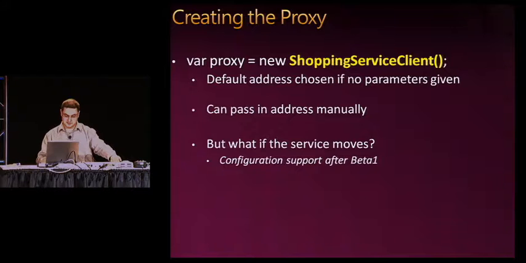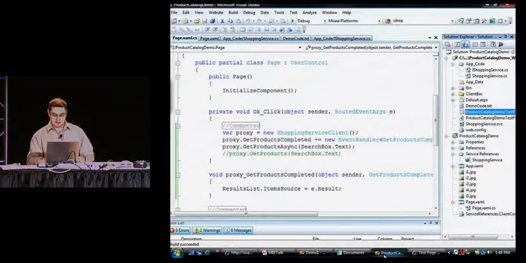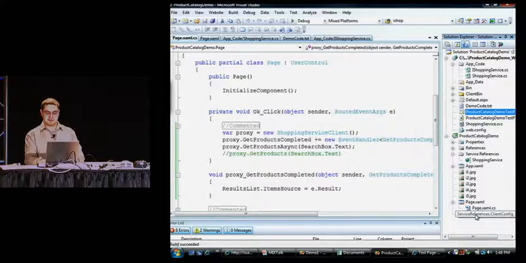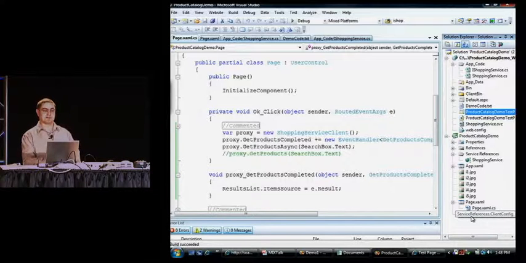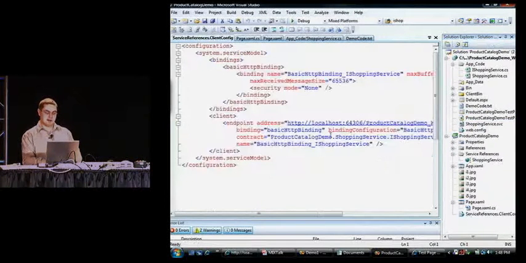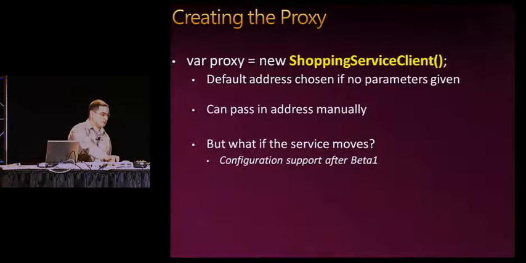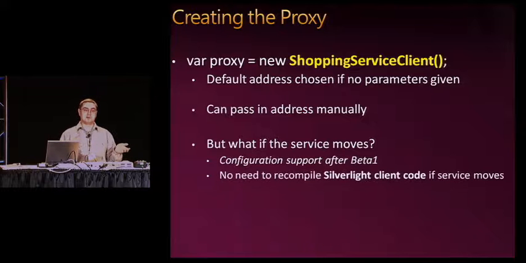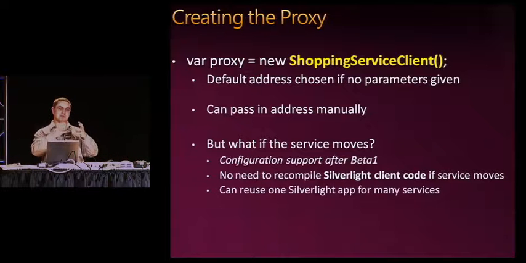So if I switch back to the demo for a second, notice that I have this file that was created for me here called servicereferences.clientconfig. And this basically holds the address of my service. Right now, that file is not really active, but after the beta, it will be. You'll be able to go into that file and change the address of the service without recompiling your code. That makes it easy, among other things, to create reusable Silverlight controls that can point at many different data sources.